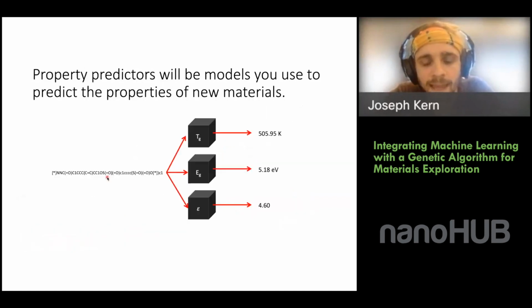And then we take this new polymer and we look at its SMILES string. For a polymer, a SMILES string is just a string representation of its chemical structure. But for something else, you might have a different representation, for perovskites, for instance. But we take this string representation, we fingerprint it with some fingerprinting algorithm that we write, and then we throw it through our machine learning models to predict their properties. So for this polymer here, we had predicted properties of 505 Kelvin, 5 eV band gap, and 4.6 is the dielectric constant.